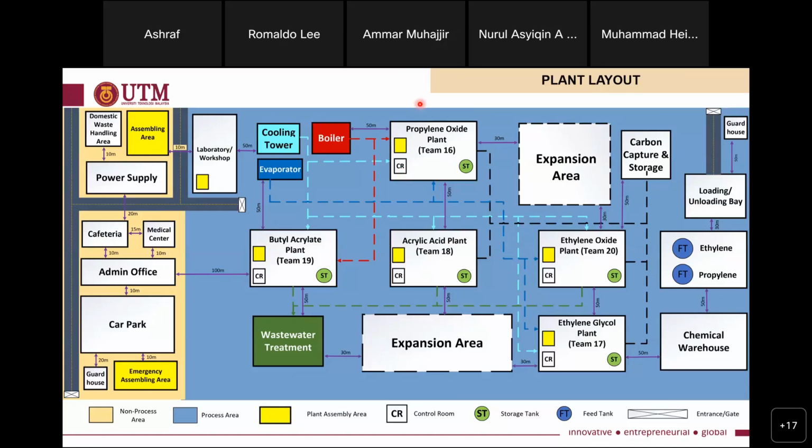Okay, I start. So this is the overall plant layout which we consider in terms of site safety, logistics, and which one is the most economical. The layout will be divided into two areas, namely the yellow one is the non-process area and the blue one the process area. And since this is an integrated plant, the plant will share common facilities like a centralized lab, workshop, and waste handling area. Next slide.